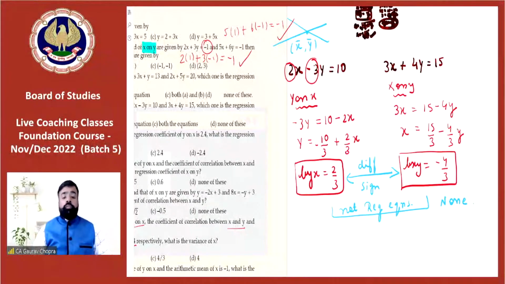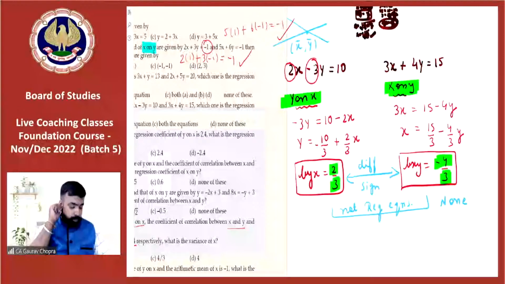So simply, without arranging the equation, you can do it in a shortcut way. If you have assumed y on x, then the coefficient of y will come in the denominator and the coefficient of x will come in the numerator. Similarly, for the other equation, x on y, the coefficient of x will come in the denominator and the coefficient of y, with different sign, will come in the numerator. Okay, so you can do this directly without arrangement.